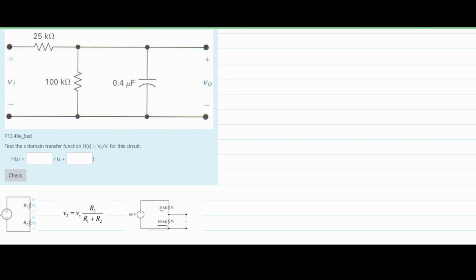We need to find the S domain transfer function, H of S, which is equal to our V naught over our Vi. So we're going to need to come up with an equation for this. Well, what we can do is compare this to these.